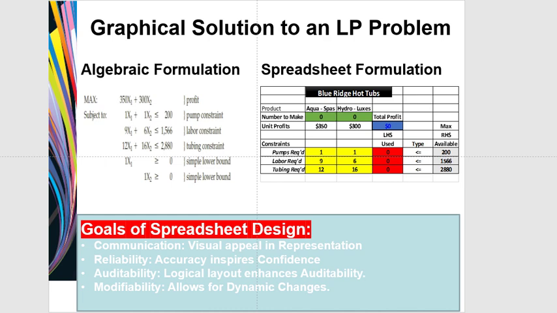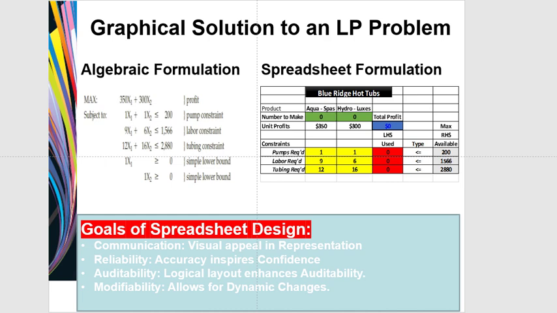from your stakeholders. So when you talk about reliability, the goal of reliability emphasizes the accuracy of the model as a representation of the situation being investigated. And reliability has an obvious impact on the degree of confidence a manager places in the results of the modeling effort. The third goal of spreadsheet design is auditability.